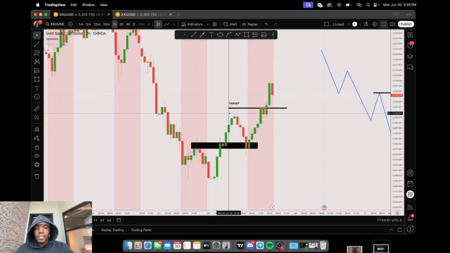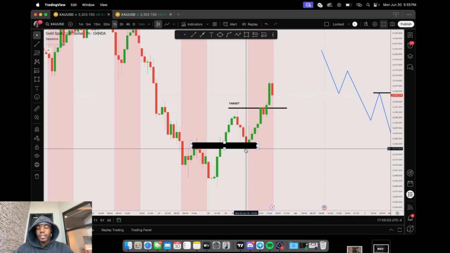Now in this case, price is grabbing as much liquidity as possible. Now I already can see the comments: oh, it's just break and retest. In this case, you could call it a break and retest. I don't see it as a break and retest. I just find it as a correction.